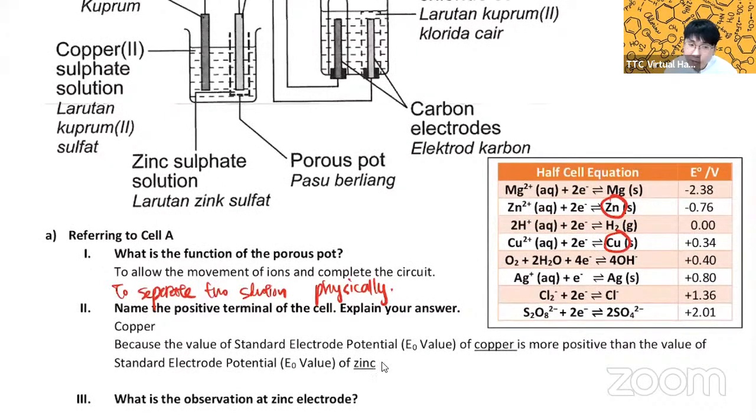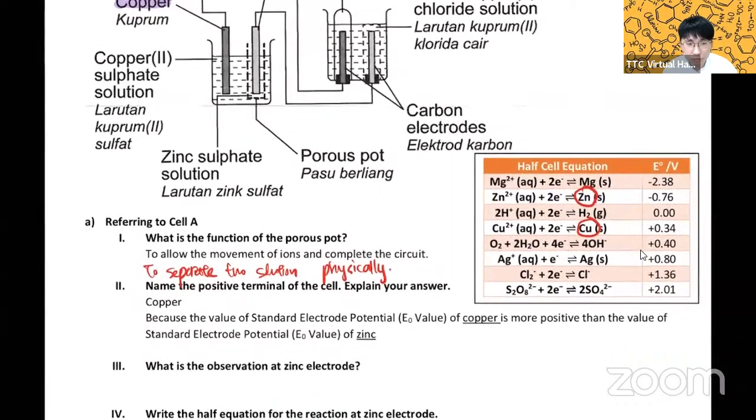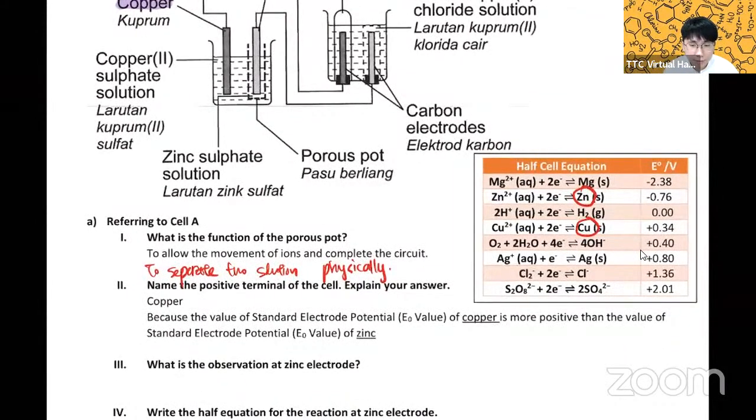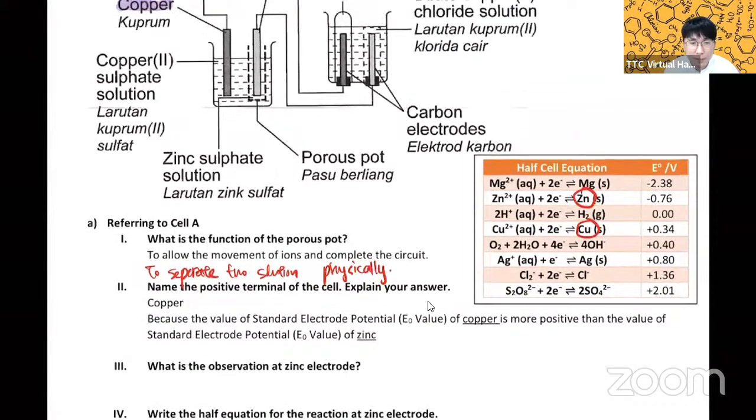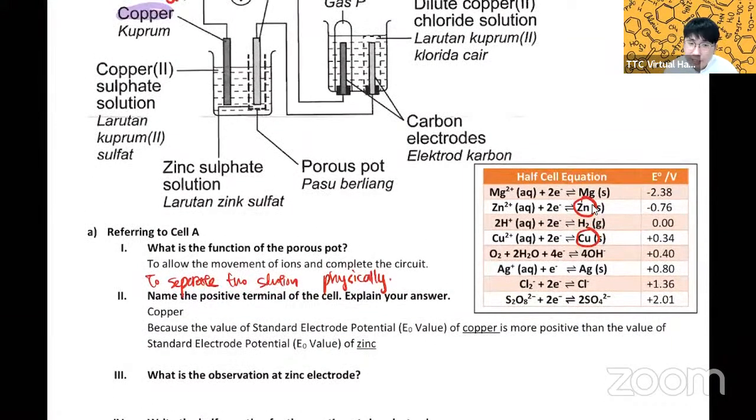Or you can inversely write out the answer. You can say the value of zinc is more negative. Here is more positive. If you write it the other way, you say zinc is more negative than copper, that also works. Okay, then the observation at zinc. If zinc is your reducing agent, it is your anode.